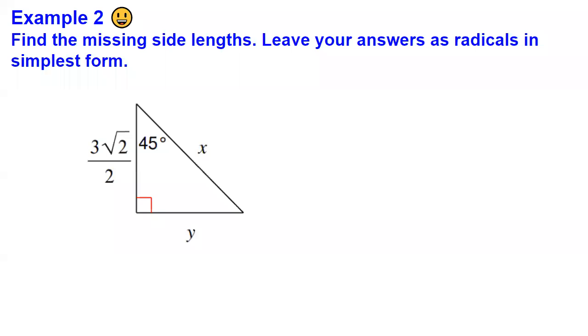So go ahead and copy number 2. Find the missing side lengths. Leave your answer as a radical in simplest form. Okay, so this time we're going to compare it again to our basic triangle. What's our basic triangle? What are our lengths if it's a 45-45-90? What is the length of this side? 1. And what about this one? Square root of 2.